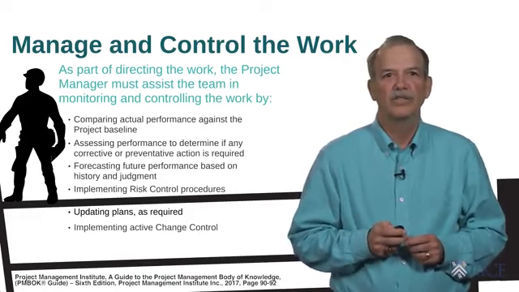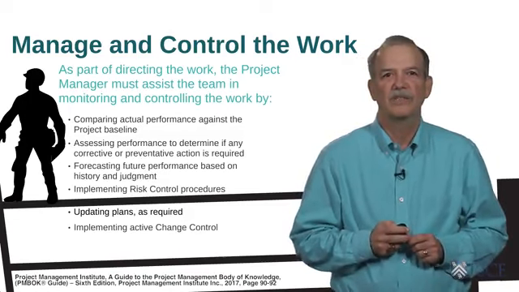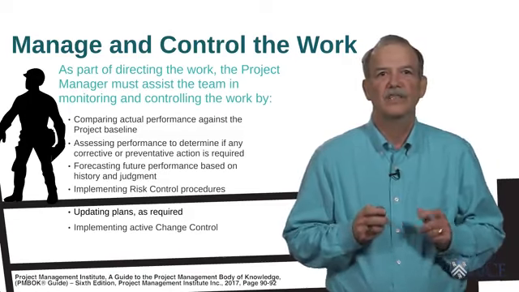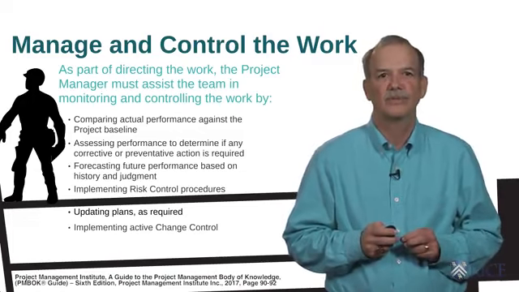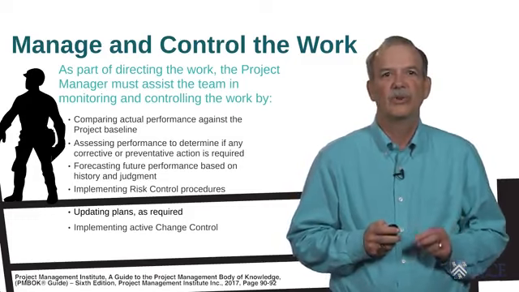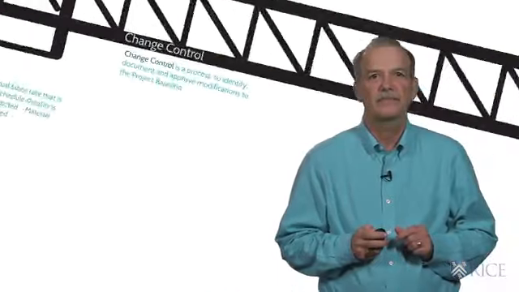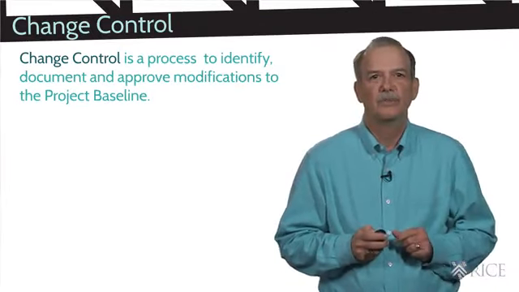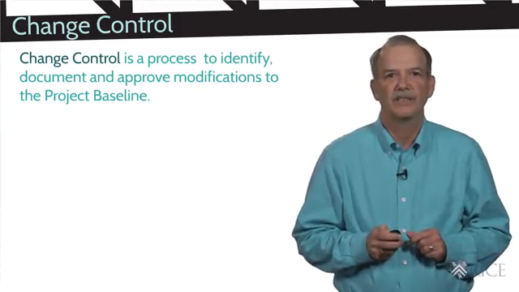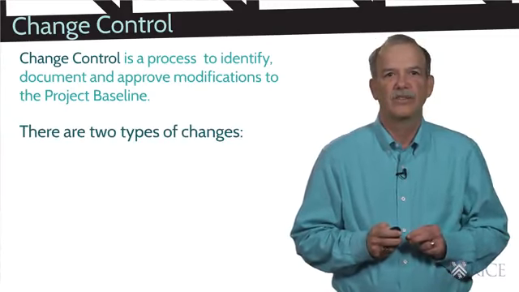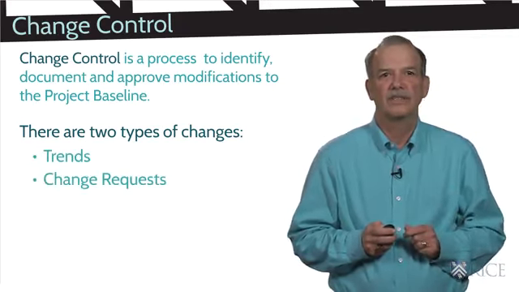Based on these evaluations, we should be forecasting what the actual cost, schedule, and scope will be at the end of the project. These evaluations and the steps we take to manage any deviations from our baseline plan is called change control. Change control is an essential part of monitoring and controlling a project. Change control is a process to identify, document, and approve modifications to the project baseline. There are 2 types of changes: trends and change requests.